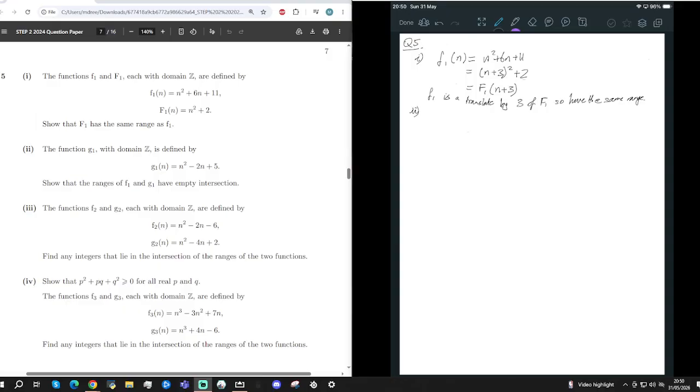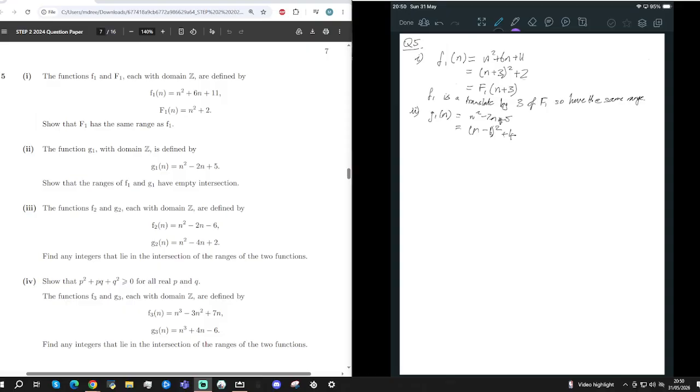So that, again, step questions do this a lot. That's likely to be a trick that we'll use a couple of times in this question. Part 2. We have another function g1, again with the domain Z, defined as so. So g1 of n is n^2 - 2n + 5. And before I even read the rest of the question, I'm going to guess that a similar trick is going to be needed. Plus 4 there. And I'm going to complete the square straight away.